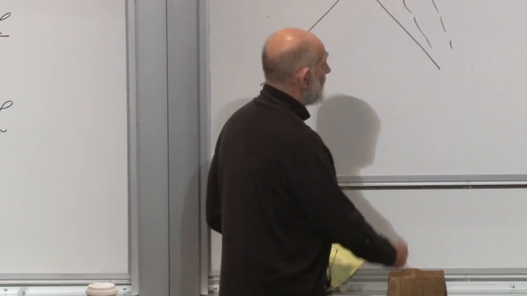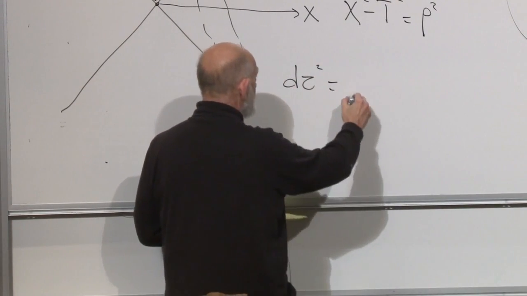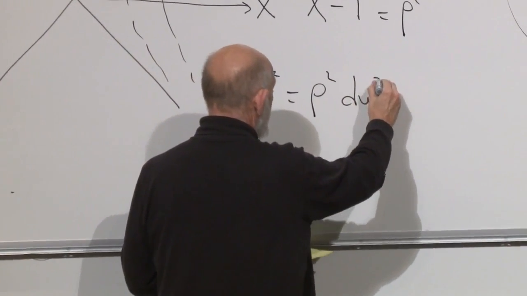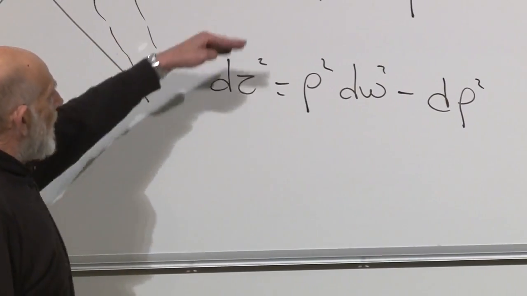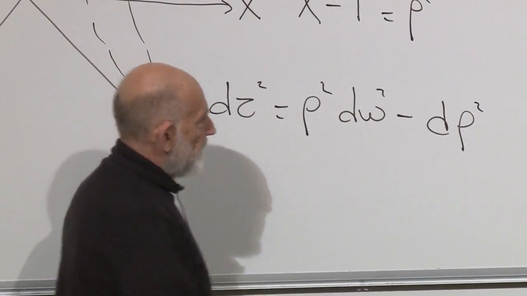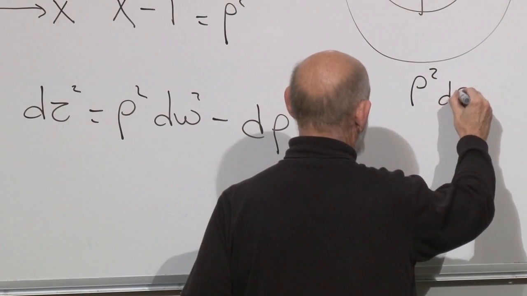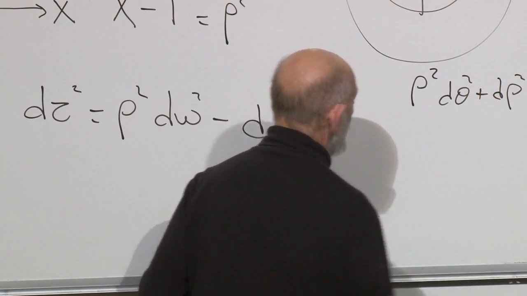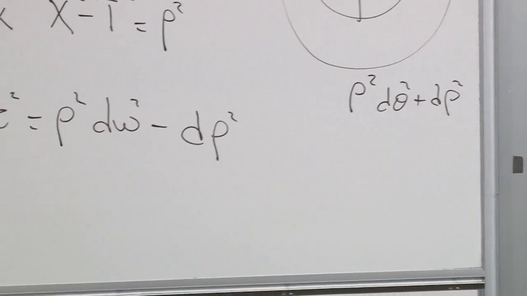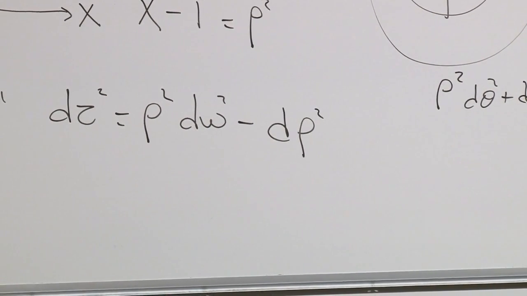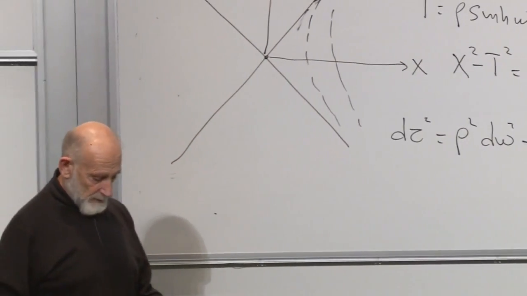The metric of ordinary flat space is given by d tau squared equals rho squared d omega squared minus d rho squared. And that's the analog of r squared d theta squared plus dr squared. The metric would be, let's continue to call it rho squared d theta squared plus d rho squared, in polar coordinates for an ordinary geometry. Here it is for Minkowski space, for special relativity. D tau squared is rho squared d omega squared minus d rho squared. Okay.